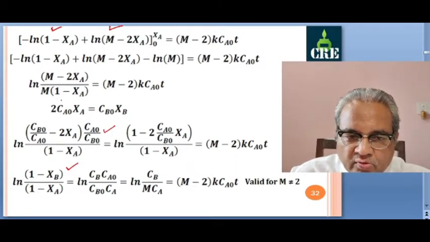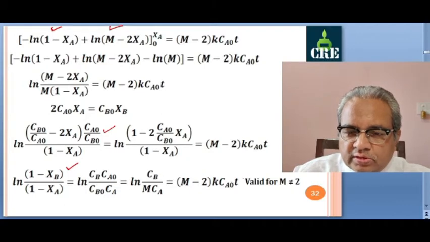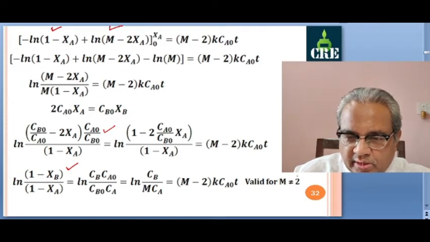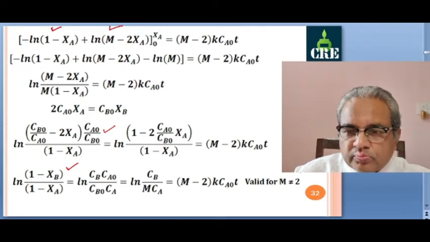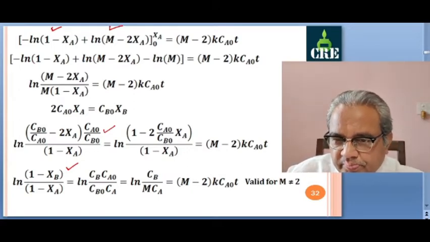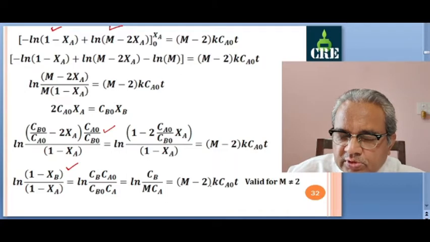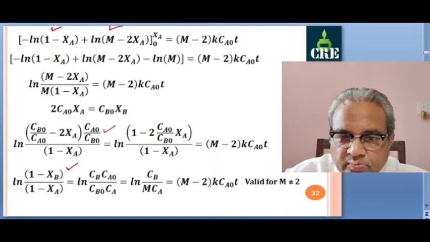On the left-hand side we have ln of (m minus 2xa) by m into (1 minus xa). This is equivalent to ln of (1 minus xb) by (1 minus xa). This is equivalent to ln of Cb by m into Ca. And the right-hand side remains the same, (m minus 2) into kCa0t. So this is valid for all values of m except m equal to 2. It is not valid for m equal to 2 because the right-hand side becomes 0, and that is a meaningless expression.